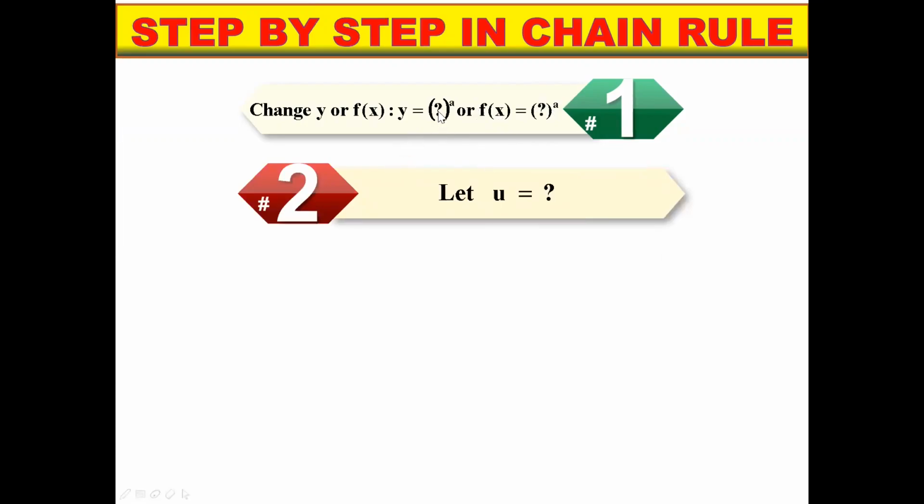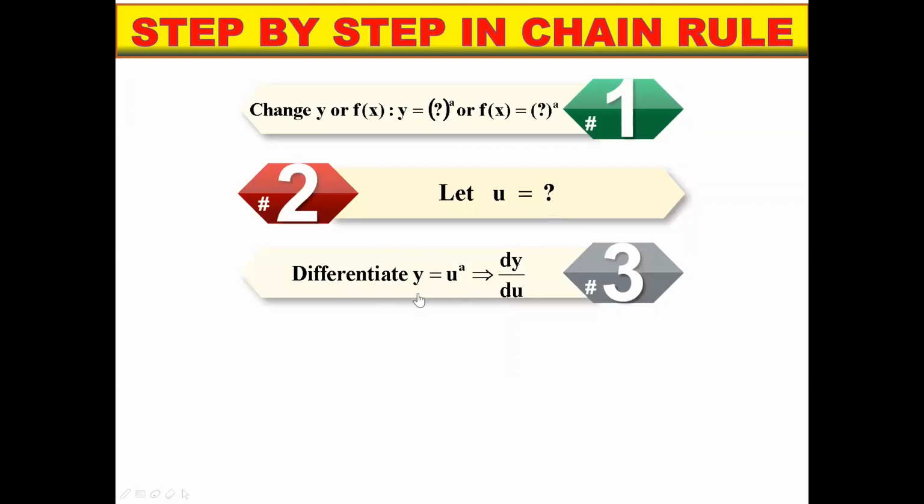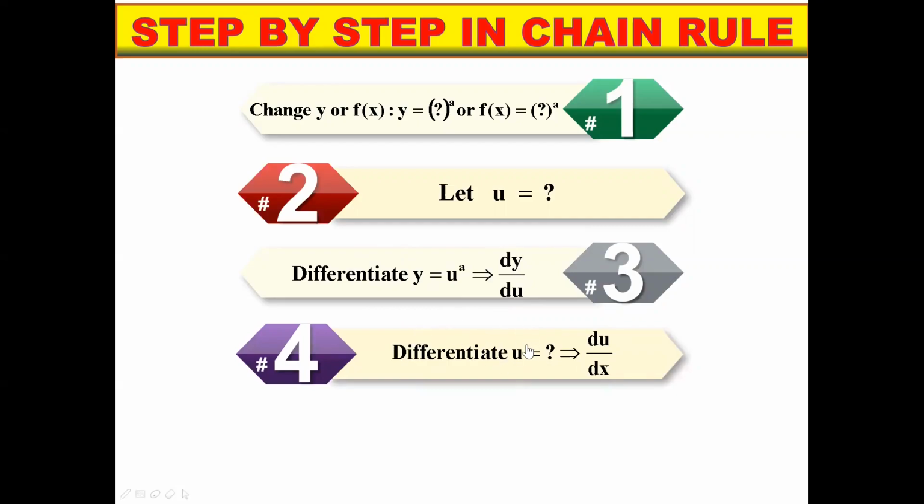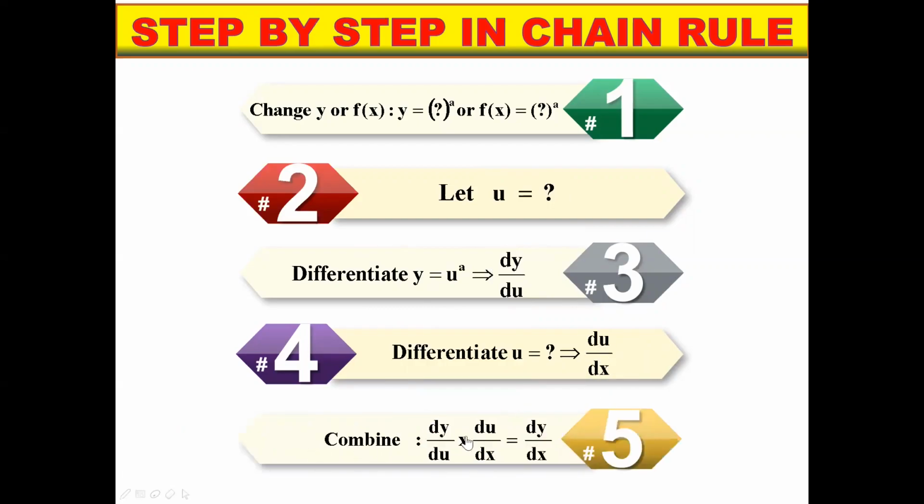Okay, now that something inside there will be u. You will let it be u, and later you will try to do the differentiation of y equals u to the power of that index, and you will get dy over du. Then you will differentiate also the u that you created in step number 2 to get du dx. Once you get dy over du and du over dx, you will combine them together, and that's your answer that you need. Means that's your differentiation answer. Okay, your dy dx answer.